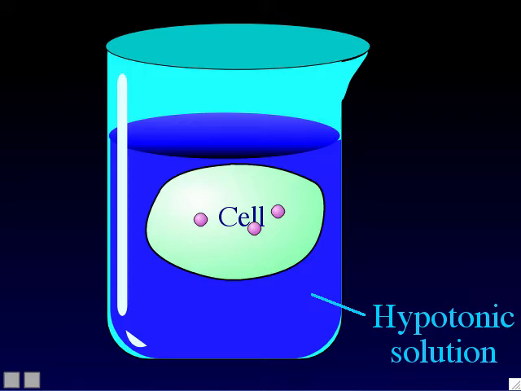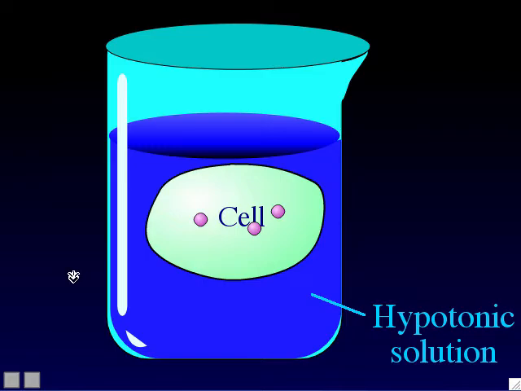Now, the cell won't necessarily lyse. It depends on what type of cell it is and how hypotonic the solution is and how long the cell was in the hypotonic solution. The cell will definitely gain water in a hypotonic solution and enlarge, and it may or may not lyse. It may or may not burst.